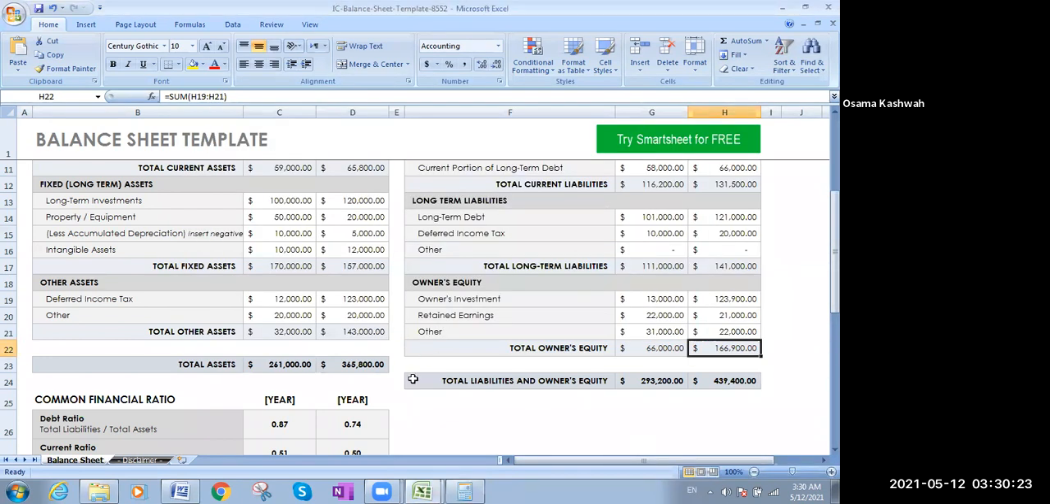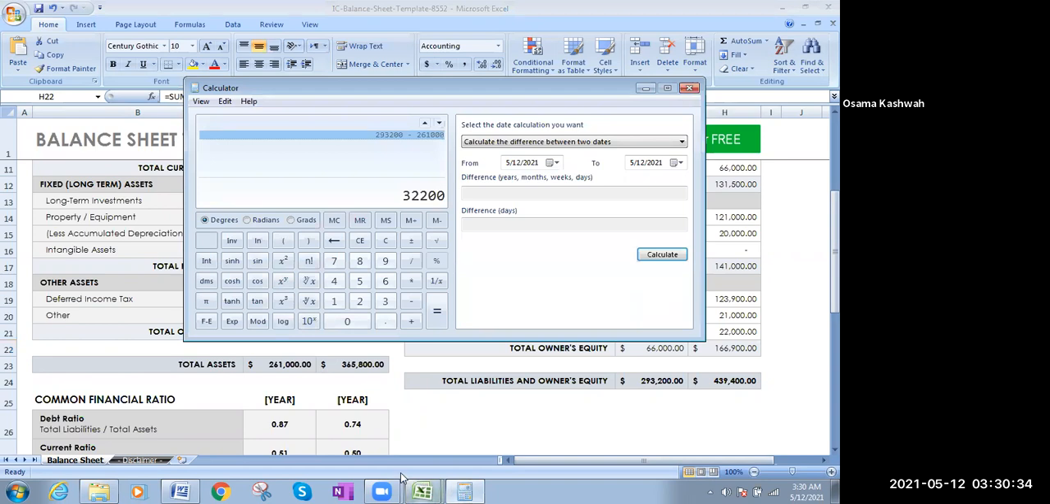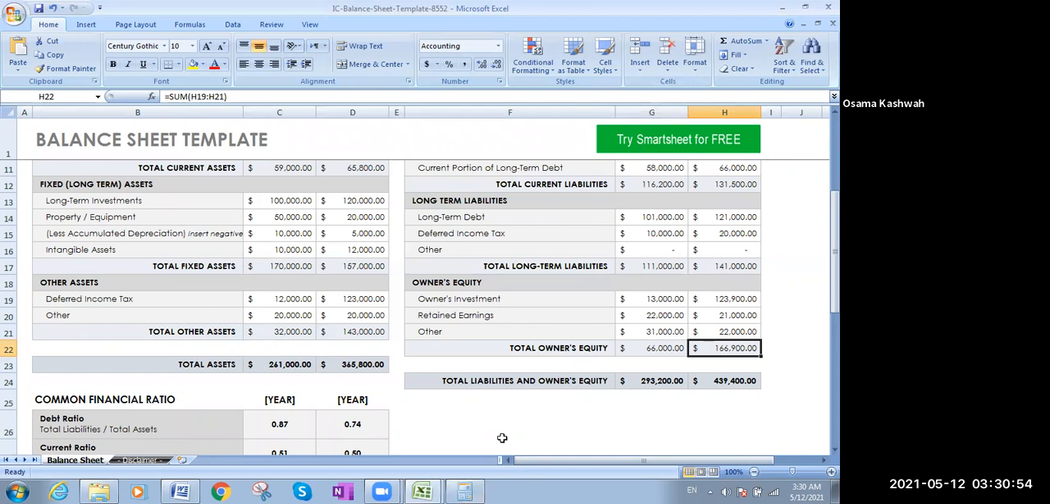Okay, I know that the gap must be filled. So I need to fill the gap with this amount, 32,200. No problem. In that case, I will look for which side is greater here. The greater is 293,000, and the less is here. So I will come here to intangible assets, and I will add this amount.